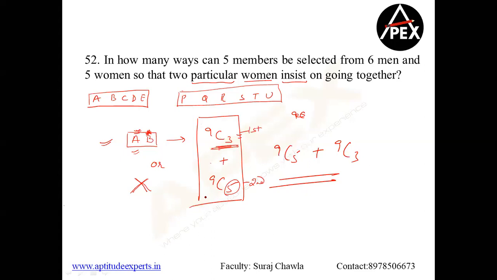Why is first case 2 into 9C3? I have no idea. You are selecting two particular girls. So if I am picking A, I have to pick B. That's it. Right. So you're not arranging them so that you can have two cases, A picked, B picked. So you can't do these two cases. That means you're arranging them. Yeah, perfect.